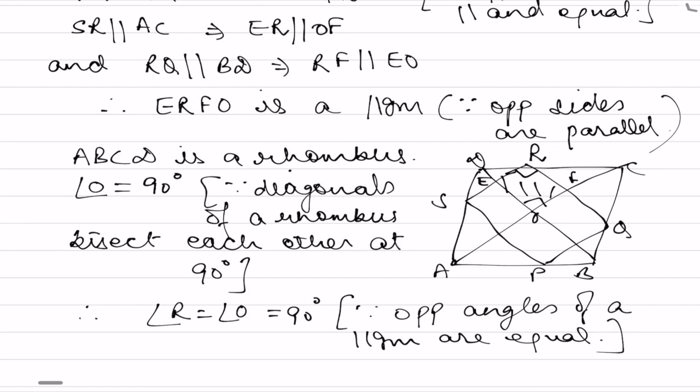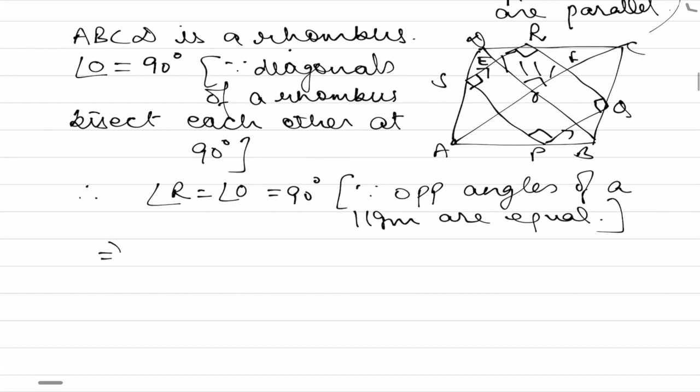Okay, now angle R is 90, therefore angle Q is also 90. We will use the property of co-interior angles. Similarly, angle P is also 90 as well as S is also 90, as PQRS is also a parallelogram. So their opposite angles are also equal. Therefore, this implies angle R plus Q is equal to 180 degrees, co-interior angles, as these two lines are parallel.